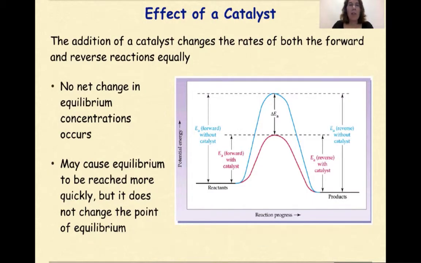Effect of a catalyst. The addition of a catalyst changes the rates of both the forward and reverse reactions equally. There is no net change in equilibrium concentrations. It may cause the equilibrium to be reached more quickly, but it does not change the point of equilibrium.